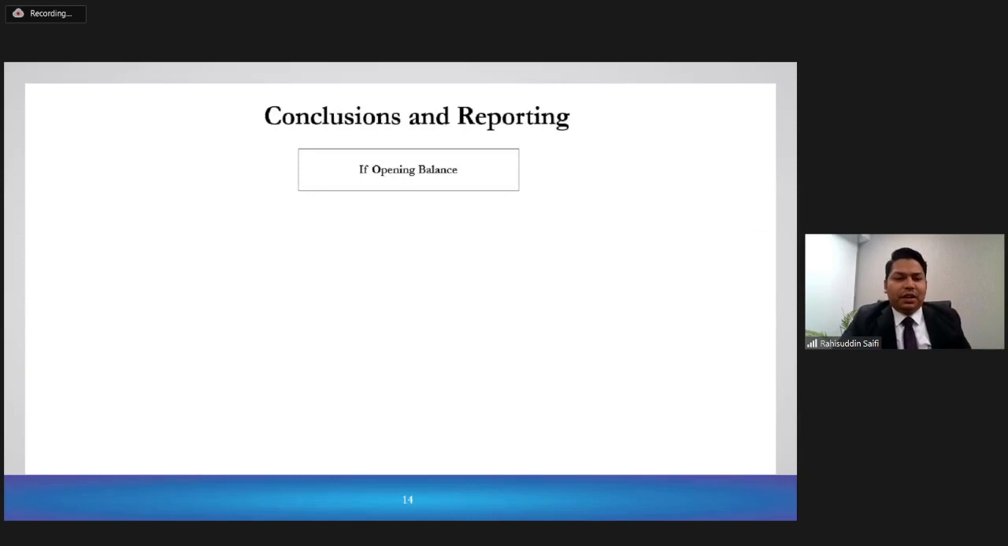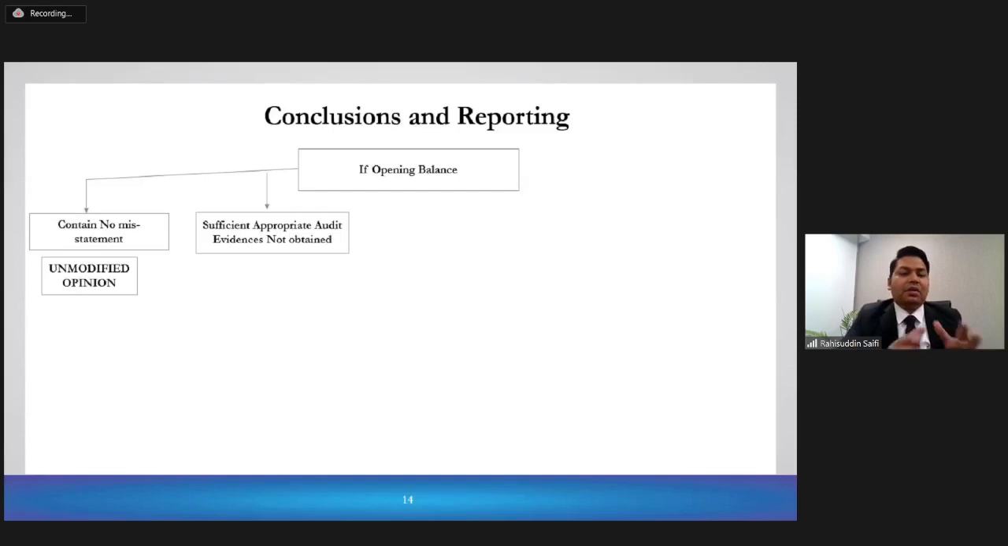So it's the conclusion stage of this exercise. If opening balances contain no misstatement, then unmodified opinion. If, based on SA 510, it is concluded that the company is not able to provide the audit evidence, then disclaimer of opinion. It's very clear.